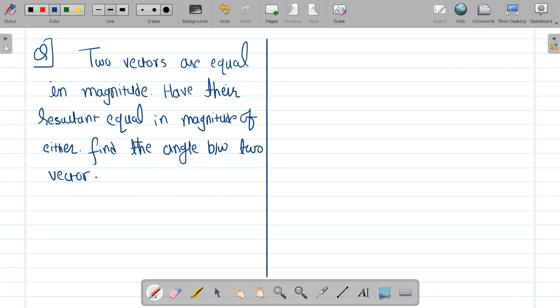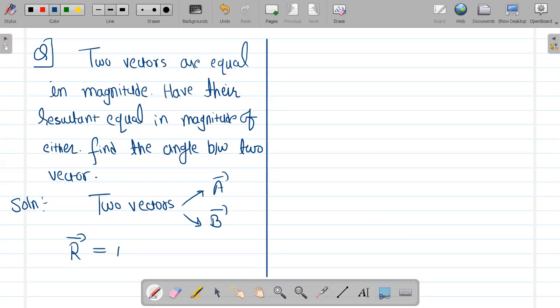The first question that we are going to discuss is: two vectors are given which are equal in magnitude and have their resultant equal in magnitude to either. Find the angle between the two vectors. Now let us say the two vectors are A vector and B vector, and let us say R is the resultant of these two vectors. So we can write R is equal to A plus B.